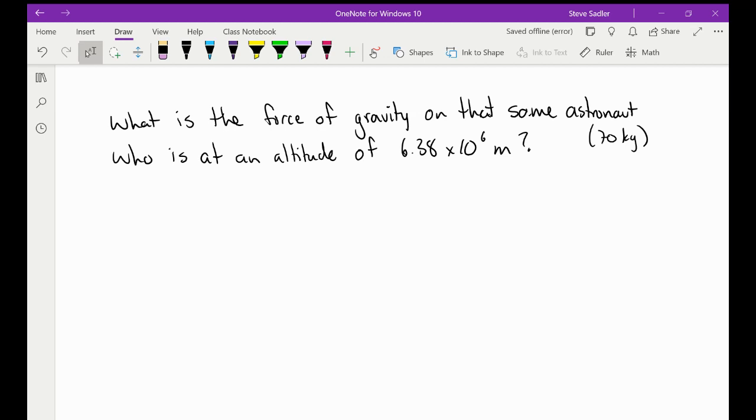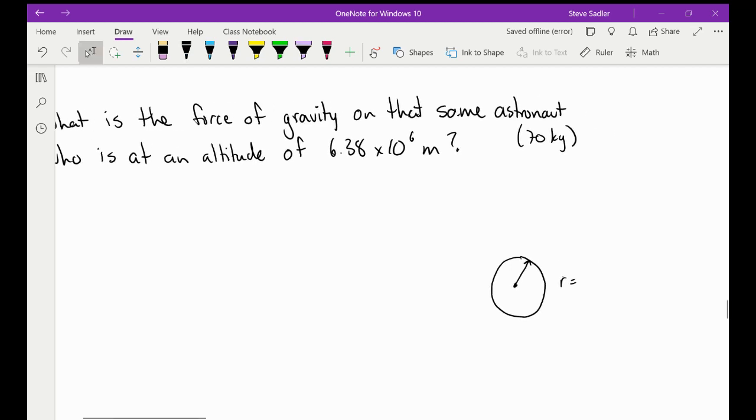So we have the Earth. Let's make a bigger Earth. The radius of that Earth is 6.38 times 10 to the 6 meters. And that astronaut is at an altitude of the same, so another radius's worth. There's your little astronaut there. He's at an altitude of 6.38 times 10 to the 6 meters.